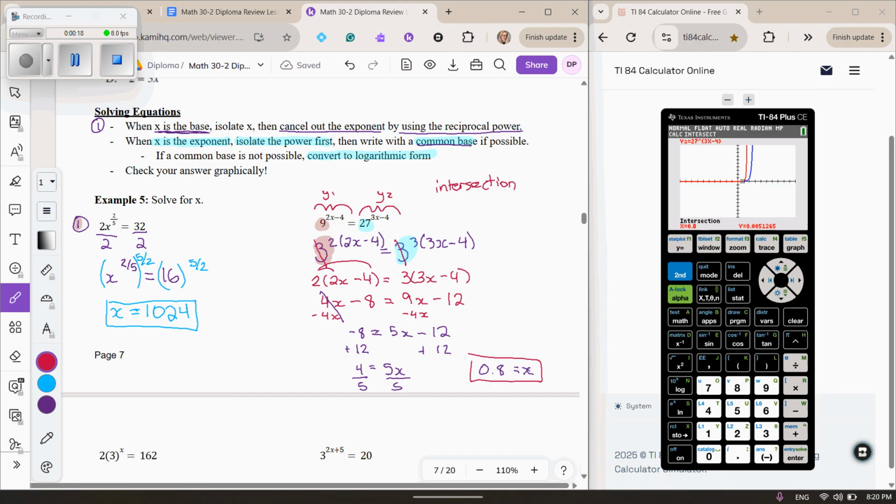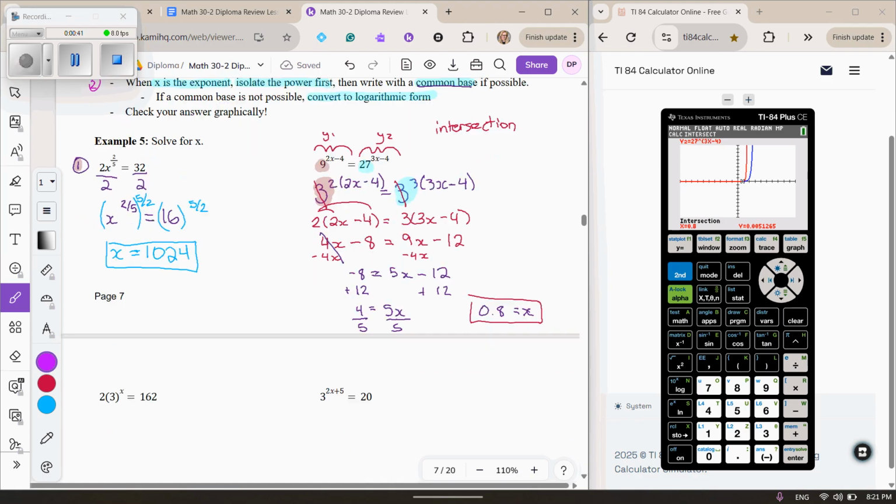When x is the base, we are going to isolate x, then cancel out the exponent using the reciprocal power. The second way is if x is the exponent. If x is the exponent, first we want to isolate the power, and then you have two options: write it as a common base if possible, and if a common base is not possible, convert to logarithmic form.